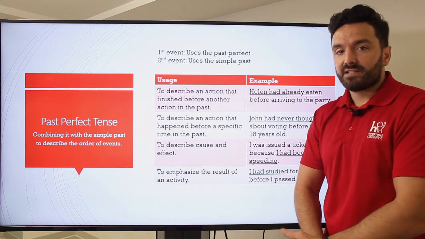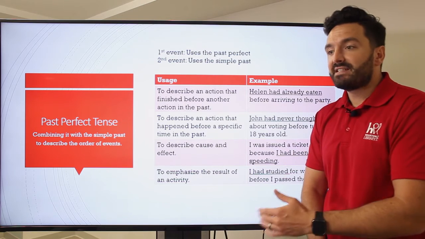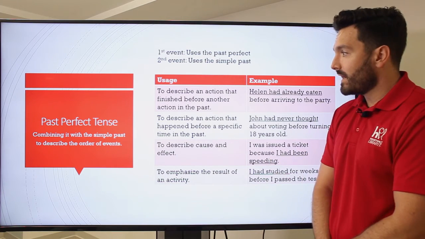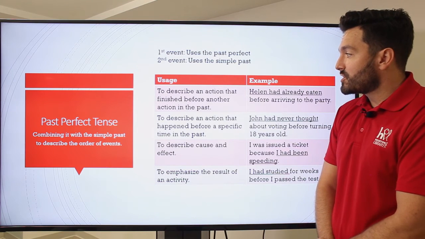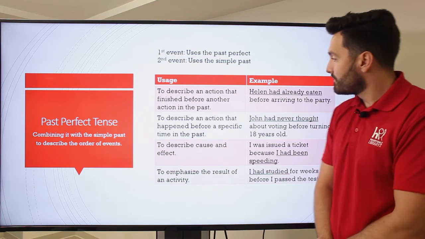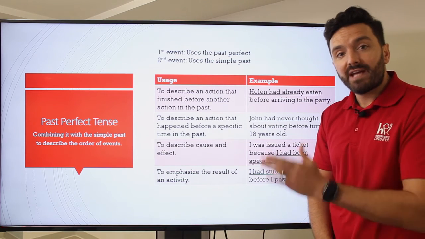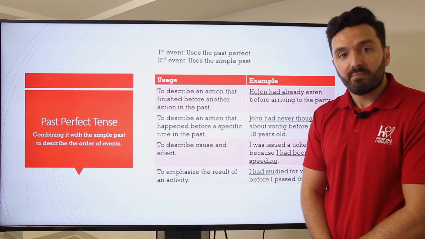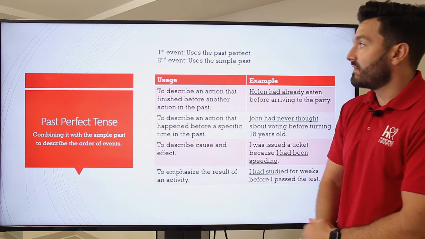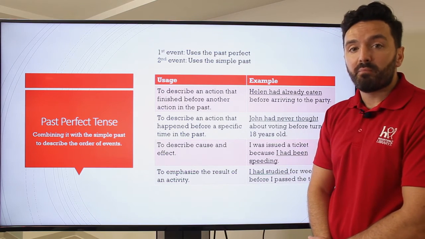When we use this, we typically combine it with the simple past to establish an order of events, right? What do I mean by that? Well, to describe an action that finished before another action in the past. So Helen had already eaten before arriving at the party. So she ate first, then she went to the party. Both of these things happened in the past, right? But the first event used the past perfect, and the second event used the simple past.